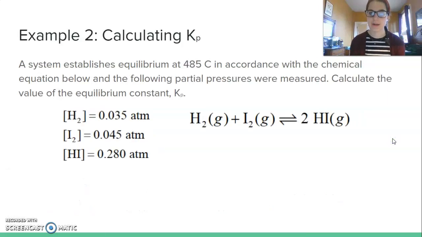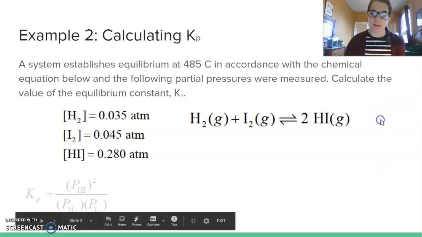So here's another example. This time it establishes equilibrium at 485 Celsius in accordance with the chemical equation below, and we record the partial pressures of the reactants and products. Calculate the value of the equilibrium constant Kp. Okay, so this is very similar to the process before. Remember, we're using rounded brackets for our expression. All of these are gases, so they will again all be included.